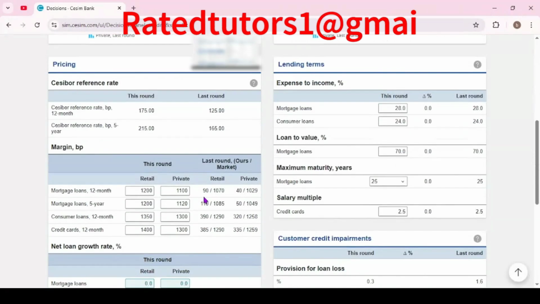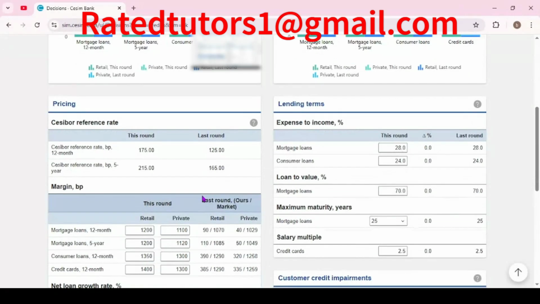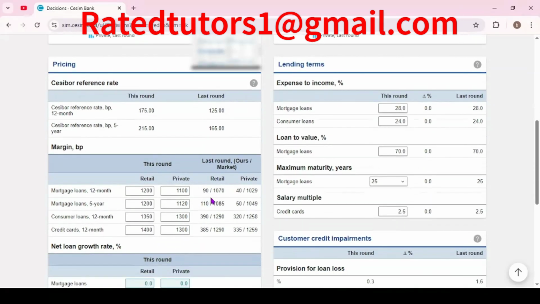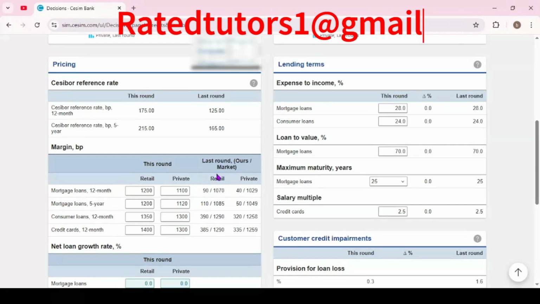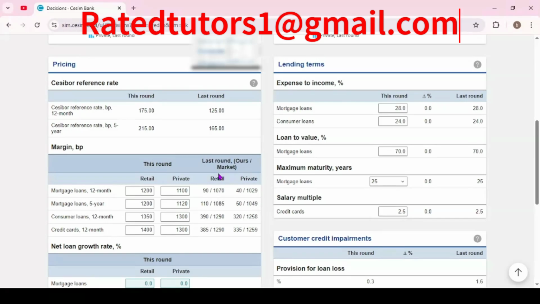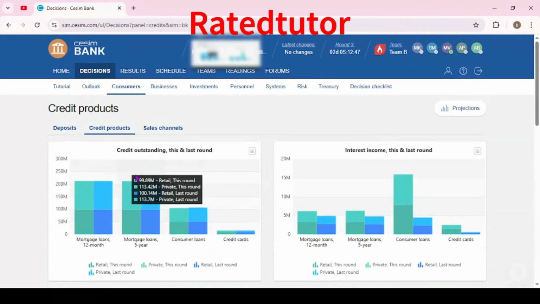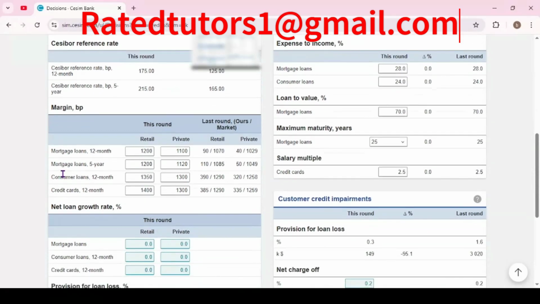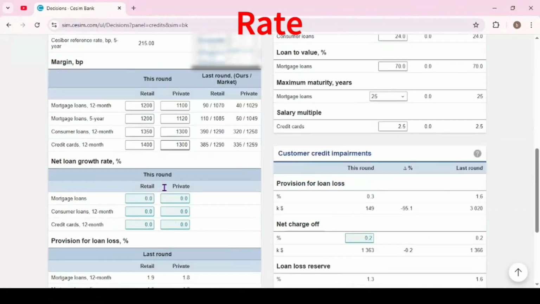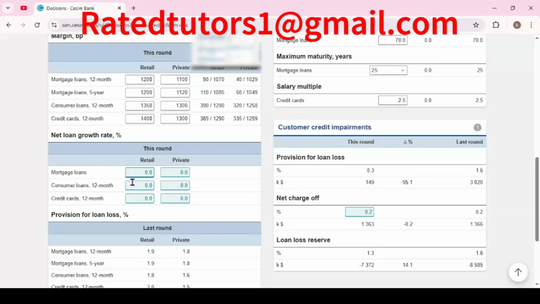So here under the credit products, you should make sure that the price of loans should match, or maybe be a bit higher, so that you can beat the competitors. You should also make sure that you're using risk-based pricing, which means that higher risk equals higher interest in the simulation. So here we normally make decisions for the pricing, maybe the mortgage loans for the 12 month, 5 year, all that. Also, we have the net loan growth, which we just maintain at zero for all of them.